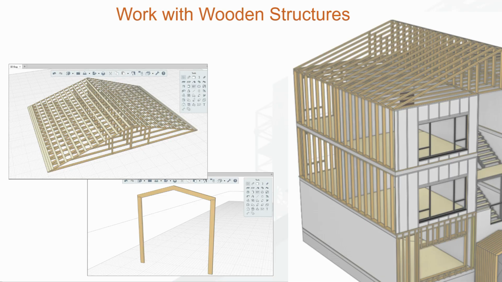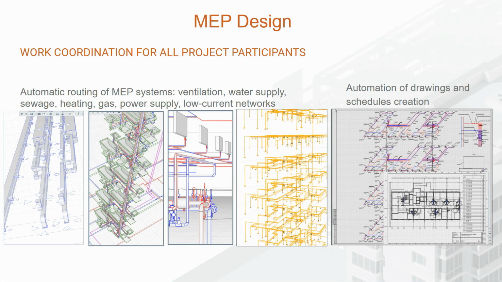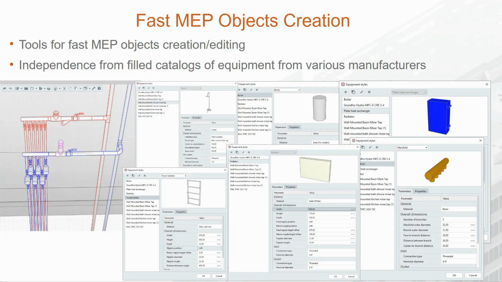The next section is the internal engineering systems section. Renga provides users with tools to design water supply and sewage systems, heating systems and individual heat points, ventilation systems, internal electrical systems and low-current networks. There are several ways to create MEP equipment in Renga. The easiest method is to use the Universal Styles tool, which can be used to create all the necessary types of equipment of any manufacturer.